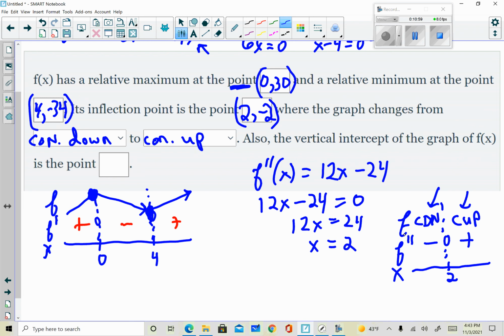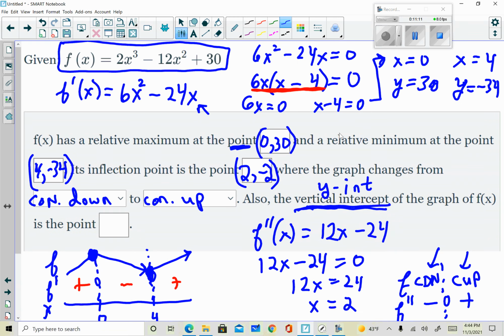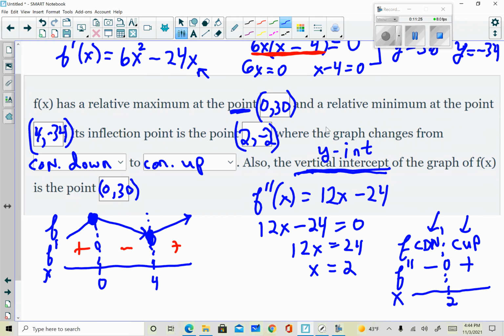The vertical intercept is also called the y-intercept, and that's just when x is 0. We already determined earlier that when x is 0, y is 30. The point 0, 30, that's where the graph is on the y-axis, or the vertical intercept.